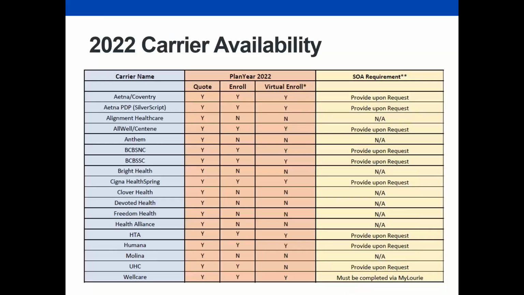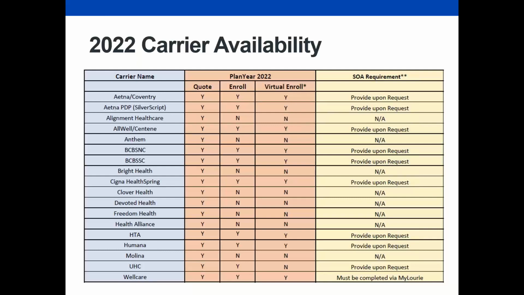So what carriers can you write through MyLourie? Well, most of your major carriers. So if you look on the left side, you'll see the carriers. If you look in the middle, you have the ability to quote everybody. Everything that's listed with a Y, you can enroll in person. And then with an asterisk, you'll see the virtual enrollment. Note that there is one major carrier which allows in-person enrollments, but not virtual enrollments, and that is United Healthcare.